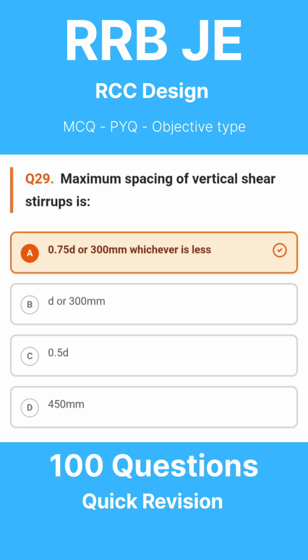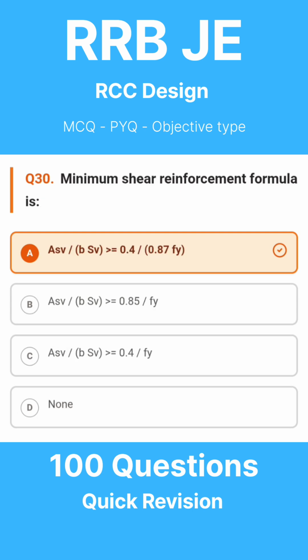Question 29. Maximum spacing of vertical shear stirrups is. The correct answer is 0.75 d or 300 mm, whichever is less. Question 30. Minimum shear reinforcement formula is. The correct answer is Asv divided by b sv greater than or equal to 0.4 divided by 0.87 fy.